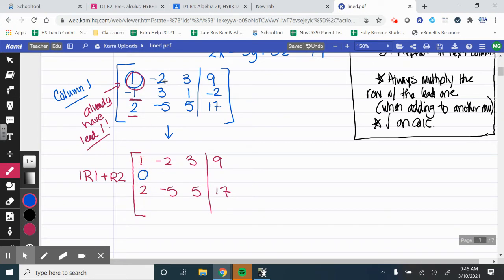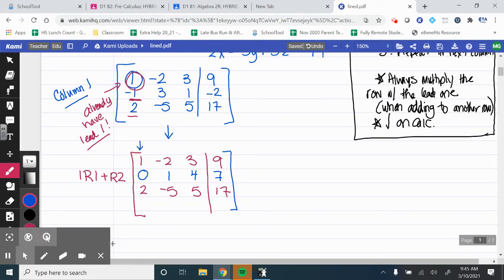Then I go to the next one. 1 times -2 is -2, plus 3 is 1. 1 times 3 is 3, plus 1 is 4, and 1 times 9 is 9, minus 2 is 7. Okay, so again, I'm working on one column at a time.